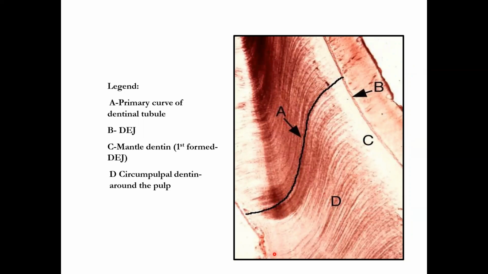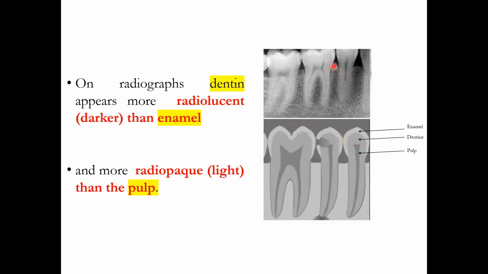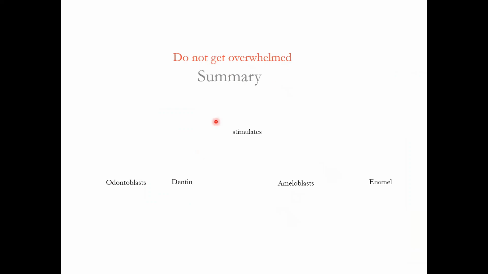So D is the circumpulpal dentin, which circumscribes the pulp, and C is mantle dentin, which is nothing but the first formed dentin, and it is located closer to the dentino-enamel junction. On a radiograph, I've already told you, dentin appears slightly more radiolucent compared to the enamel, and it appears more radio-opaque than the pulp. Just a quick refresher of your knowledge about dentin and enamel formation.